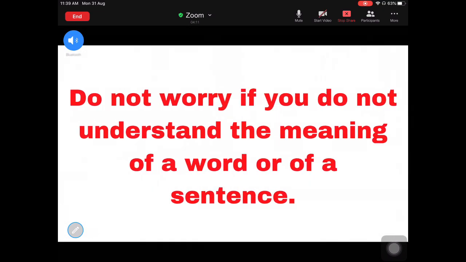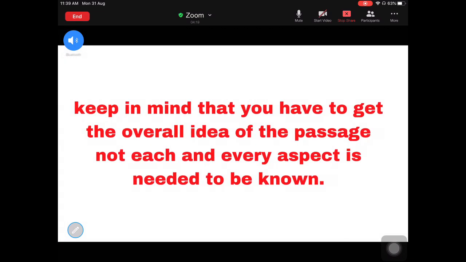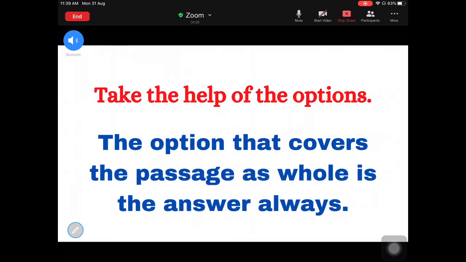So let me revise whatever I have said till now. Do not worry if you do not understand the meaning of a word or a sentence. Keep in mind that you have to get the overall idea of the passage. Not each and every aspect needs to be known. And the third, take the help of options. The option that covers the passage as a whole is the answer always.